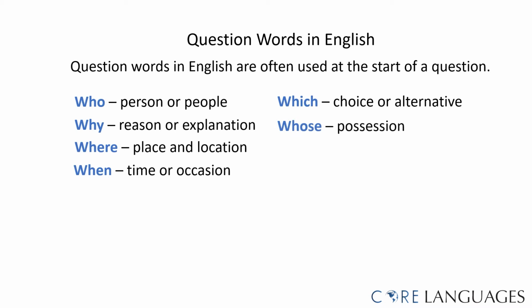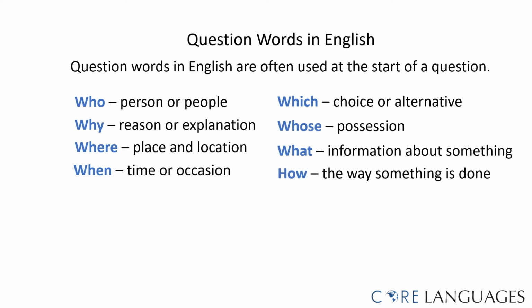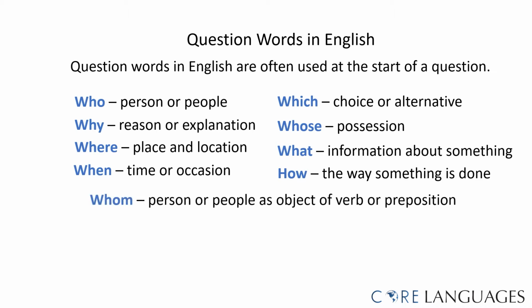Whose? Whose asks about possession. What? What is used when we are asking for more information about something. How? How asks about the way something is done. Whom? Whom is used to ask about a person or people as the object of a verb or preposition.